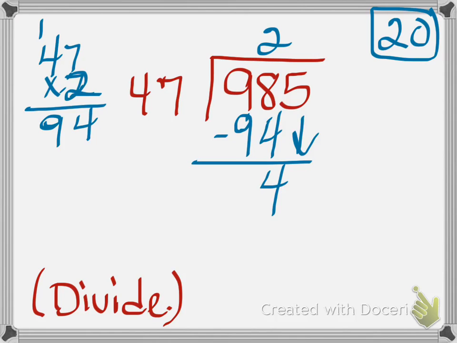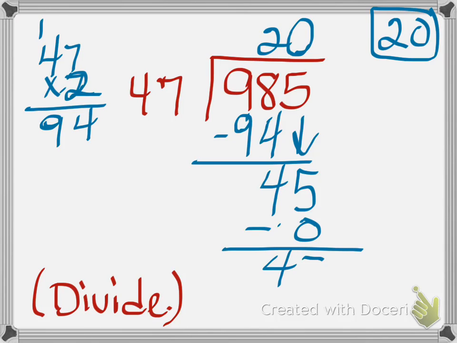Bring down the next digit. Now I have 45. Can 45 be divided by 47? If I had 45 cookies, could I give them to 47 people? No, I could not. So that is going to be a 0. 0 times 47 is 0. Subtract. And 45 is a remainder. Okay, so my answer is 20 with a remainder of 45.